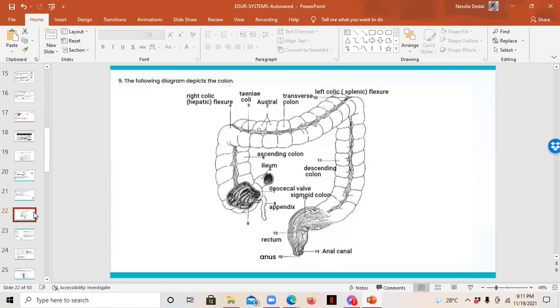Number 10 is left colic or splenic flexure. Number 11, descending colon. Number 12, sigmoid colon. Number 13, rectum. Number 14, anal canal. Number 15, anus.